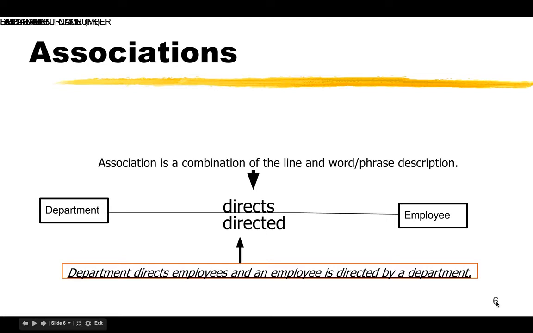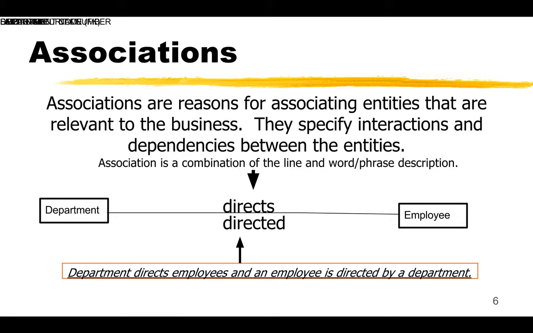Let's talk a little bit more about associations here. Associations are reasons for associating entities that are relevant to the business, basically. They specify the interactions and the dependencies between the entities, meaning that they show that the two entities are connected, and the reasons why and how they work. And usually an association is a combination of the line and the word phrase description. I always like to see that when I see the different ER diagrams.